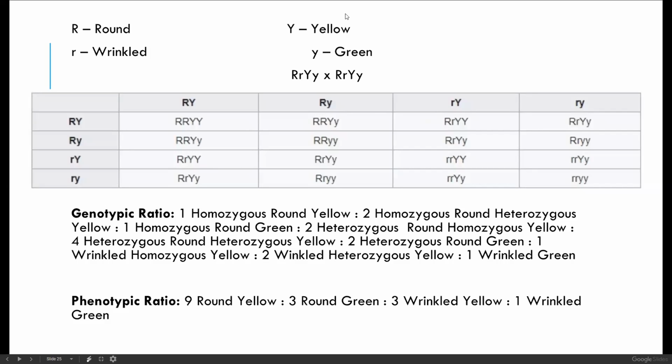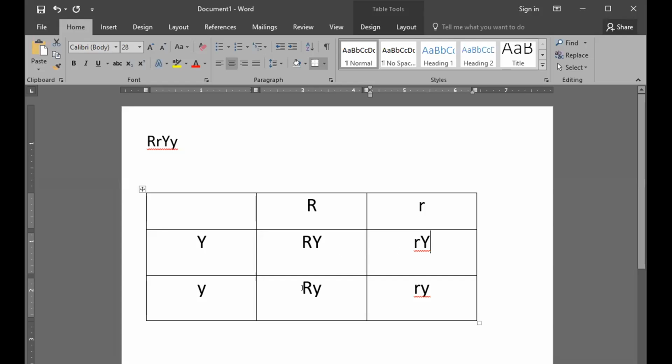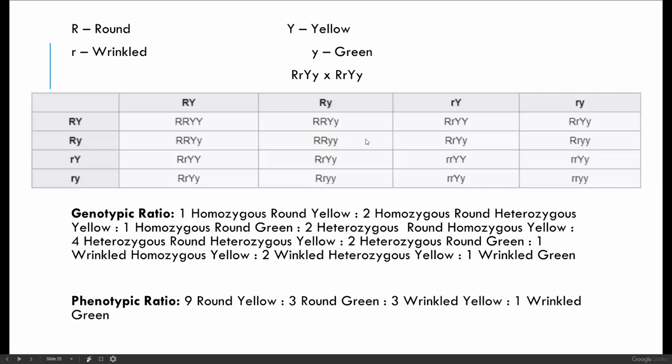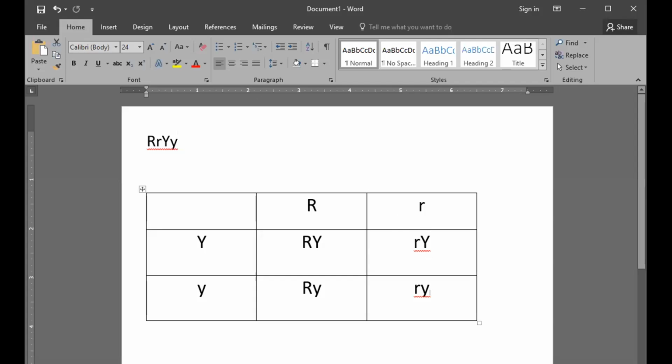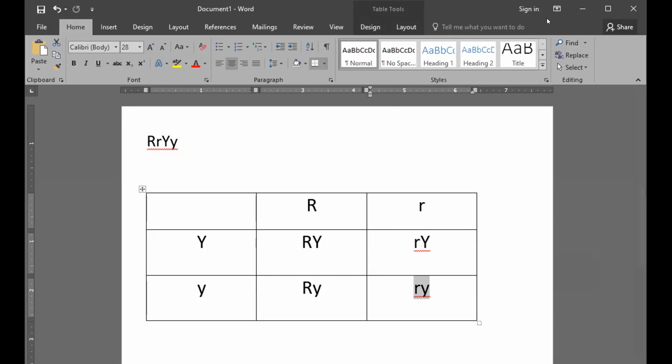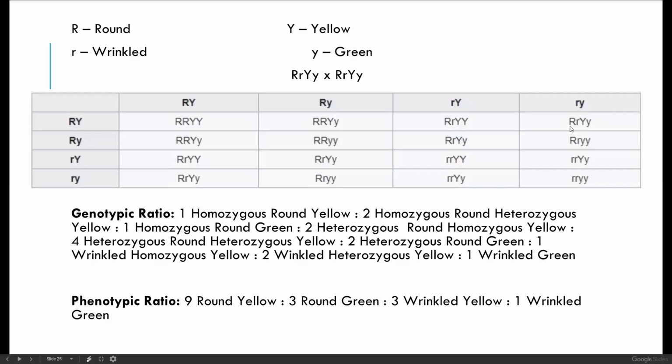Next, capital R and small letter y. Going back to the slides. Capital R and small letter y. It's in there. Yes. And the last one is small letter r and small letter y. So let me check on the PowerPoint. So it's in there, correct? Grade 9. Yes, sir.